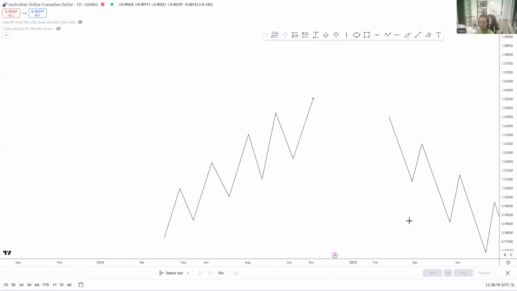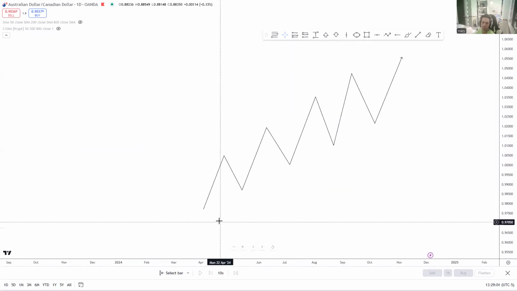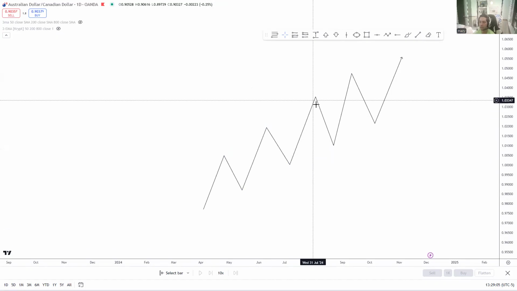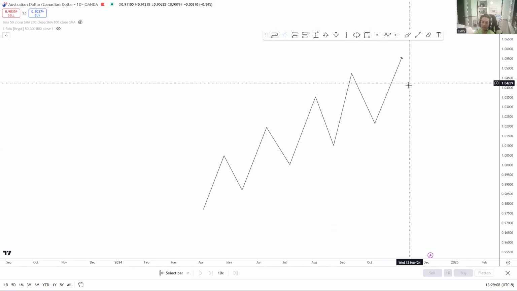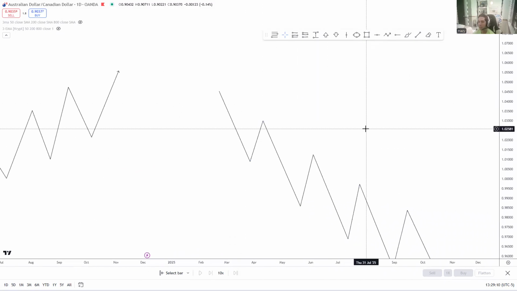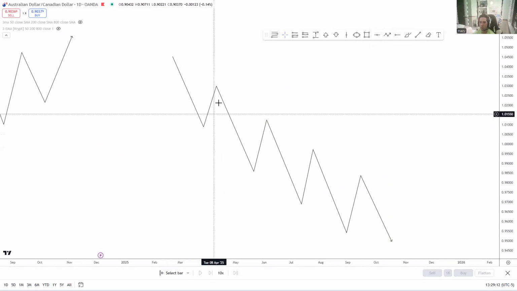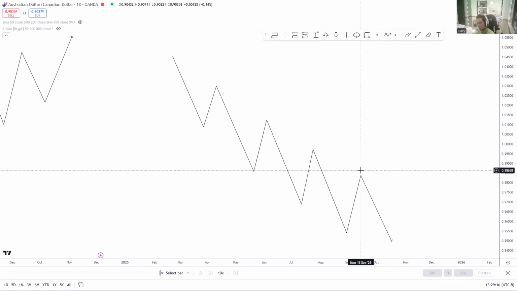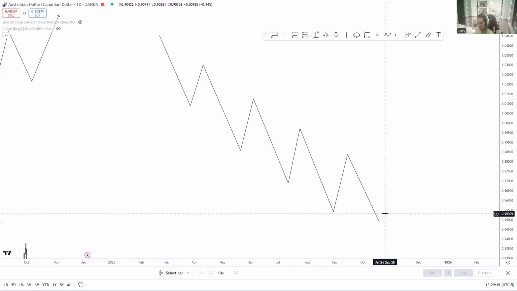We know that a bullish trend is composed of higher highs, higher lows, higher highs, higher lows, etc. And a bearish trend is composed of lower lows, lower highs, lower lows, lower highs, etc.